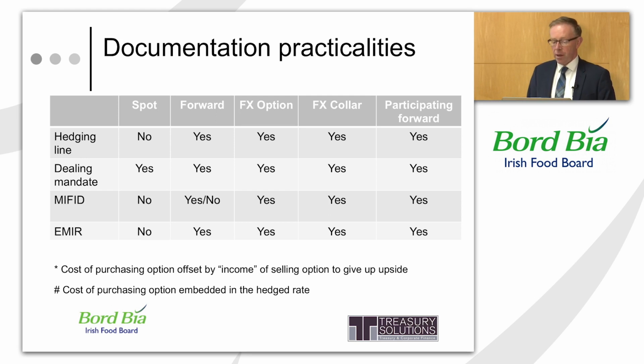MiFID and EMIR are two other regulatory provisions, and I'm going to deal with both of those in a second. So what I'm basically saying here in this table is whether we look at spot, forwards, options, collars or participating forwards, which were the five techniques that we looked at in the first session, do they require documentation? And if they do, where are they affected? This is just a synopsis of those things.